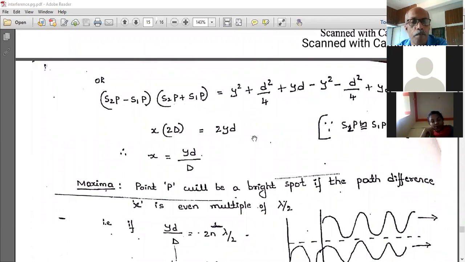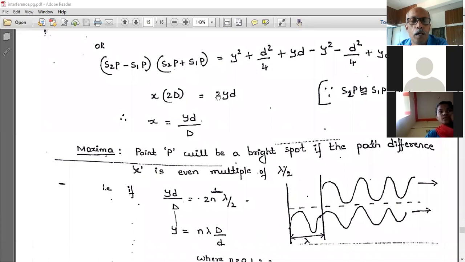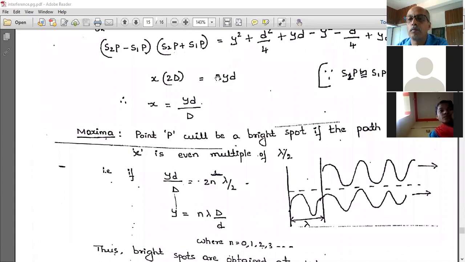On the LHS, S2P minus S1P, as said initially, is equal to the path difference x. Since that is equal to path difference x, if S1P is nearly equal to S2P, each equal to D, then it will become capital D plus capital D, that is equal to 2D. Therefore, this 2 and 2 gets cancelled. X will therefore be equal to yd by capital D. This is the expression for the path difference.